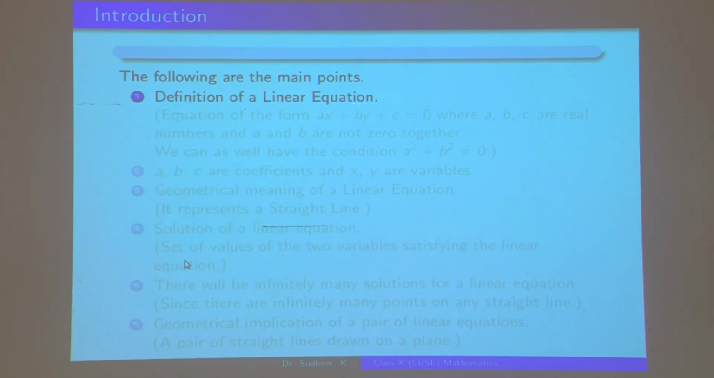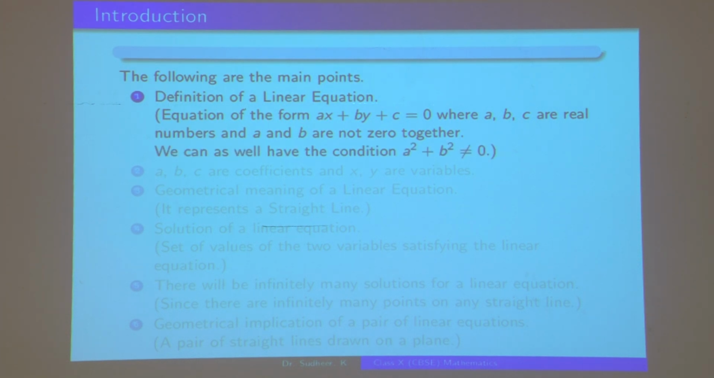What is a linear equation? That is the first question. It's an equation of the form ax plus by plus c equal to 0, where a, b, c are real numbers and a, b are not 0 together. The condition a, b are not 0 together can also be written as a square plus b square not equal to 0. Now, the symbols a, b, c are coefficients and x, y are variables in this equation.